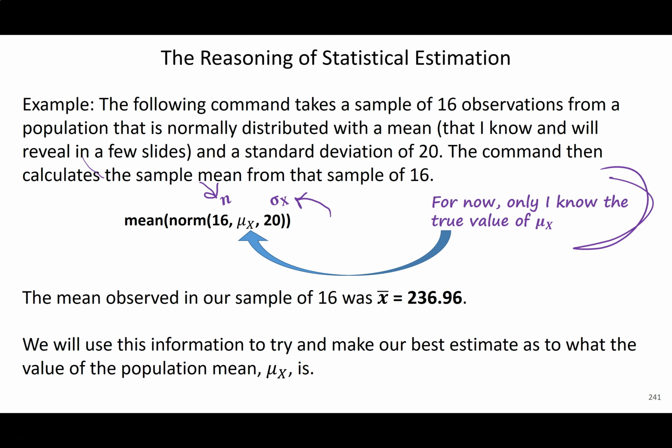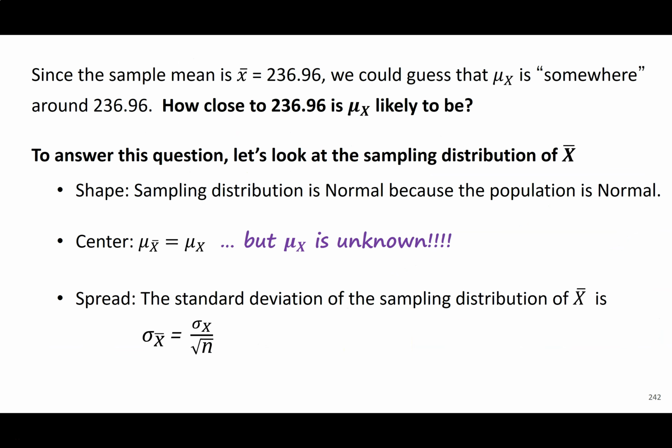So when you take this sample of 16 from this population, we get ourselves a sample mean of X bar equal to 236.96. We're going to use this information to try and estimate what mu of x is. So our starting point is going to be the sample mean. This is where we're going to start, and we're going to try and pivot from here. We can guess that mu of x is somewhere close to 236.96. But how close? That is what we want to know.